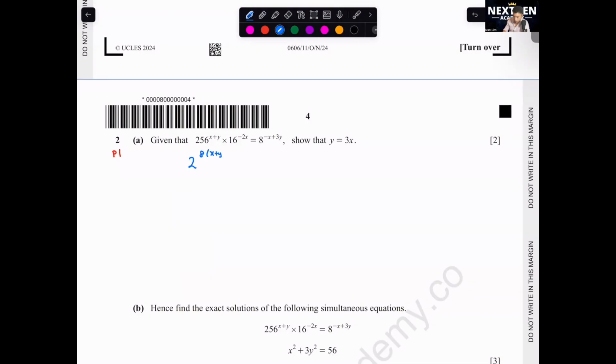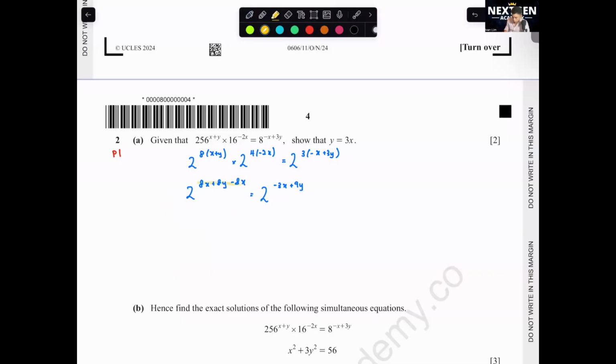So you write like that: 2 to the power of 8 to the power of x plus y. 16 is 2 to the power of 4. 8 is 2 to the power of 3, to the power of minus x plus 3y. Open up all the brackets and then simplify both the left-hand side and right-hand side as one base 2 only. So it will be like that: 2 to the power of 8x plus 8y, then minus 8x, because plus minus 8x, right? Equals 2 to the power of minus 3x plus 9y.